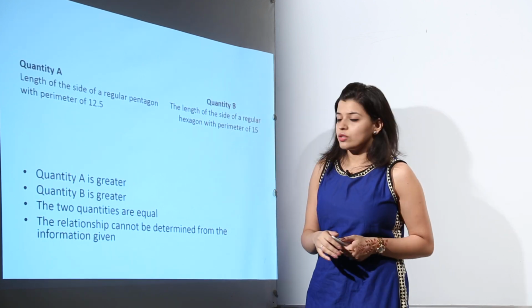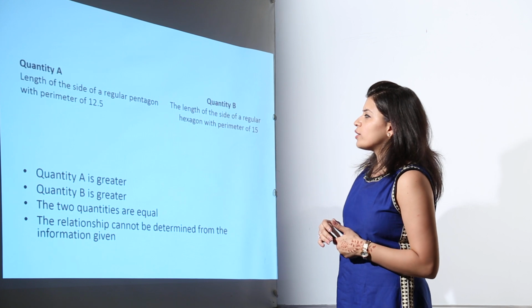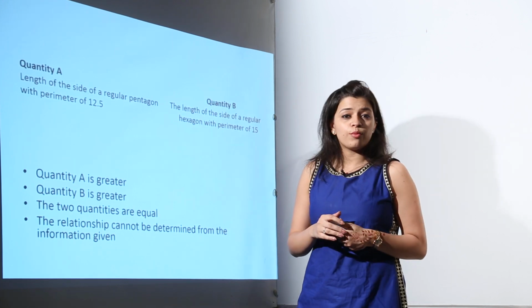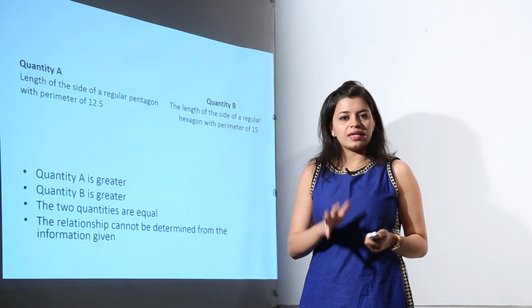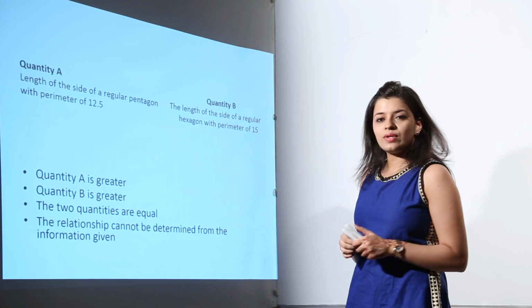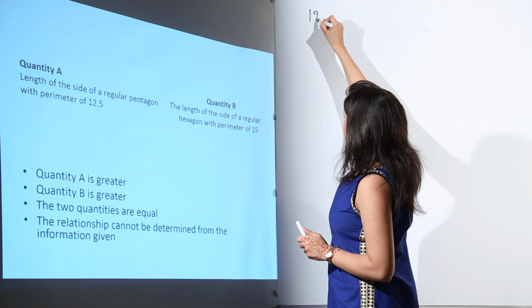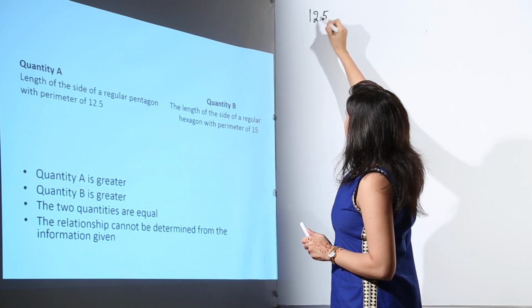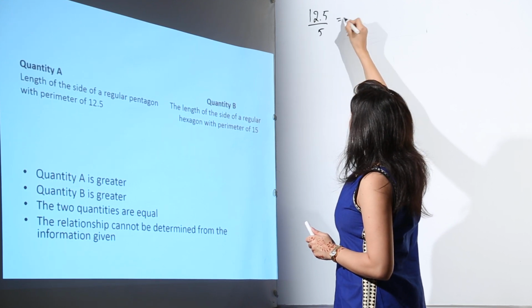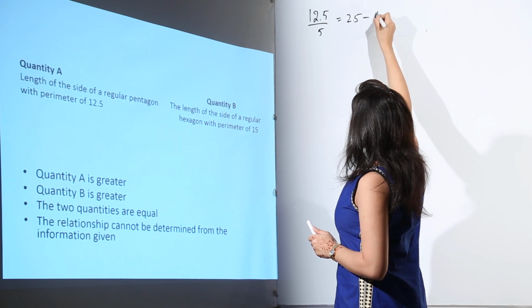Let's come to this question. Quantity A says length of the side of a regular pentagon with perimeter 12.5. We all know that a pentagon has 5 sides. So in order to calculate the side of a regular pentagon, we will divide the perimeter that we have by 5, which gives us 2.5. This is our quantity A.